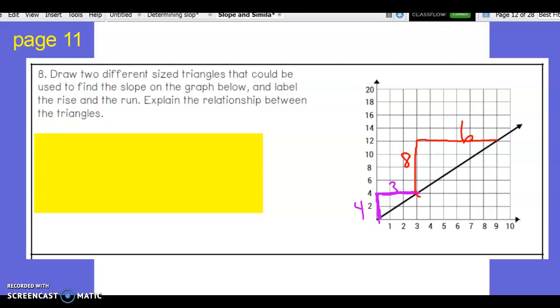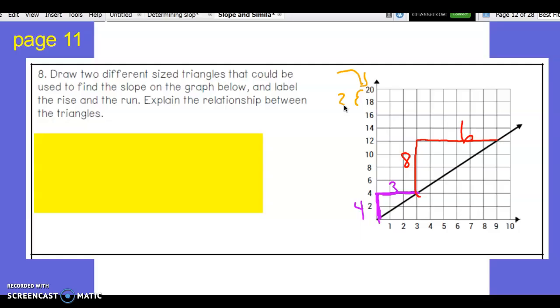Notice that the trick on this is this y-axis here, they're counting by 2s every time. So be careful of that when you are counting your slope. Check to see what the scale is going up and down the y-axis and across the x-axis.